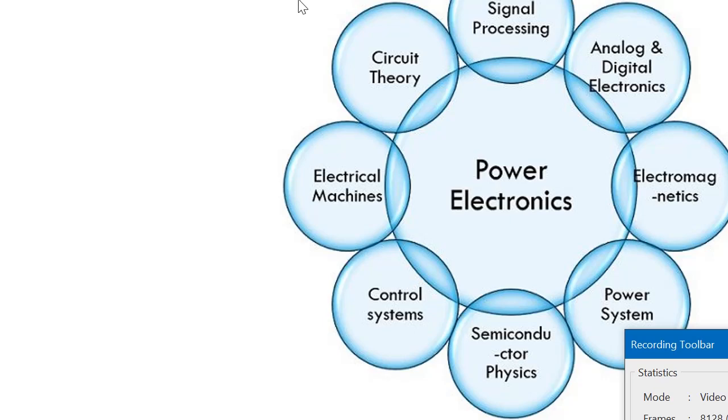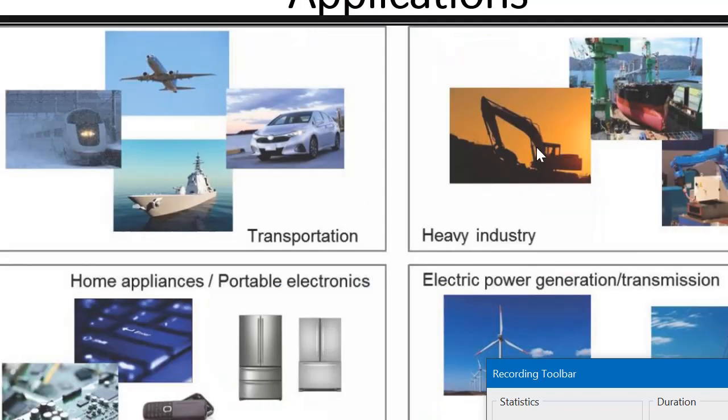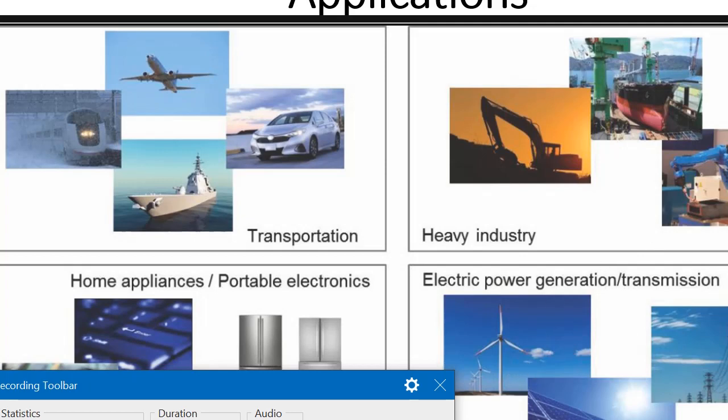Now, where is power electronics used? Let us have a look at this. This is power electronics, but there are small circles overlapping on the border. That is signal processing, analog and digital electronics, electromagnetics, power systems, semiconductor physics, control systems, electrical machines, and circuit theory. It overlaps with all these. These are some of the applications. If you have a look at it, it is used for transportation, heavy industry, at home. You have various appliances which need power at different levels from what you get at the supply. Using it also to control electric power generation. So this is what you have.